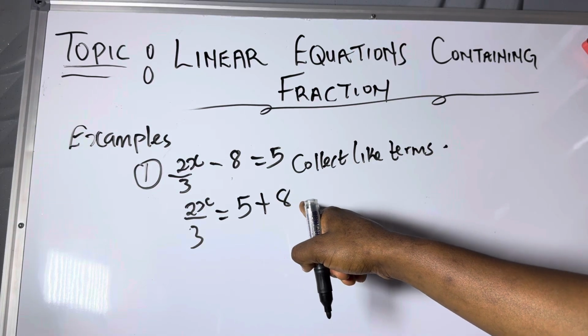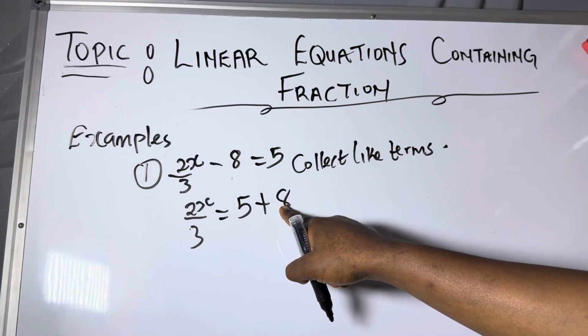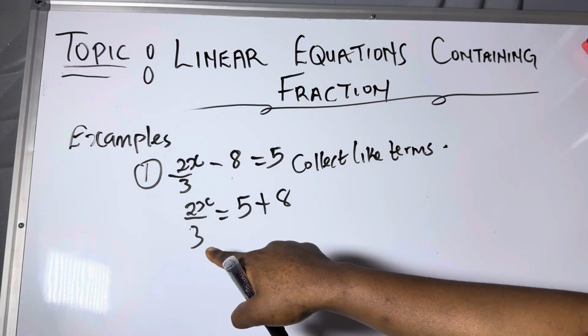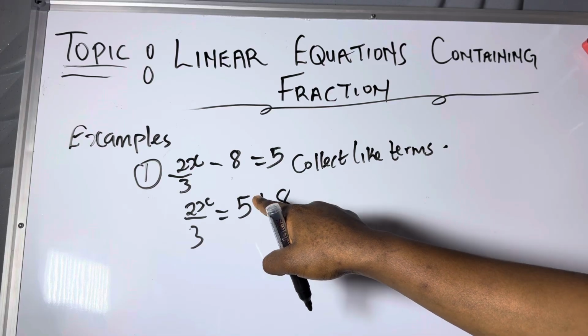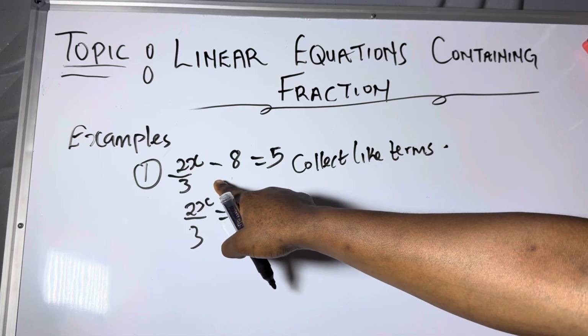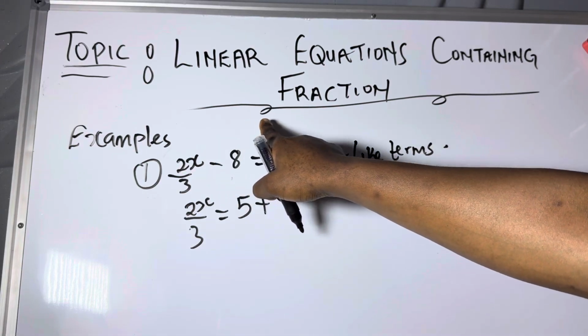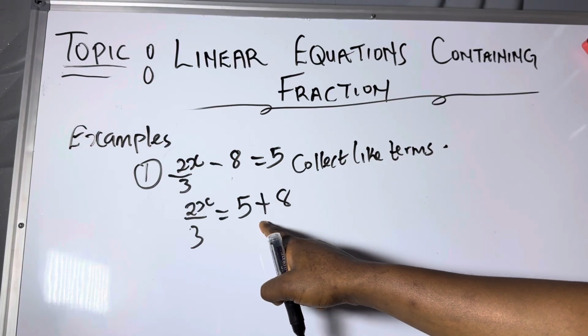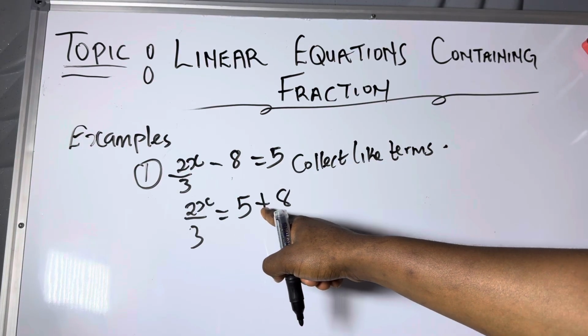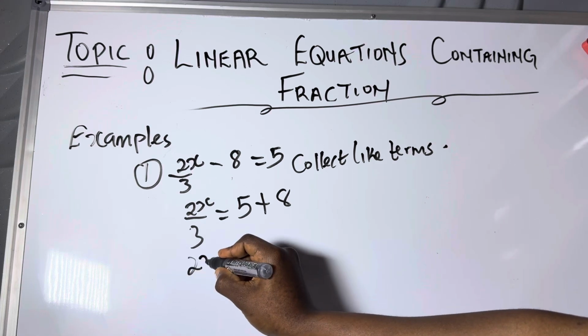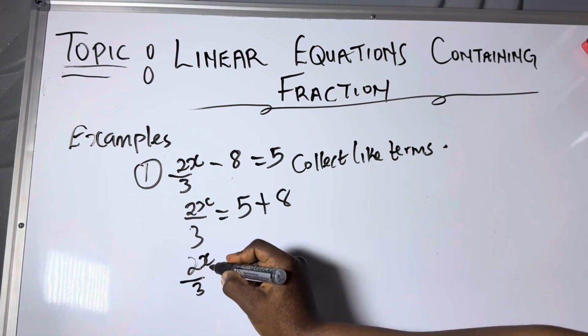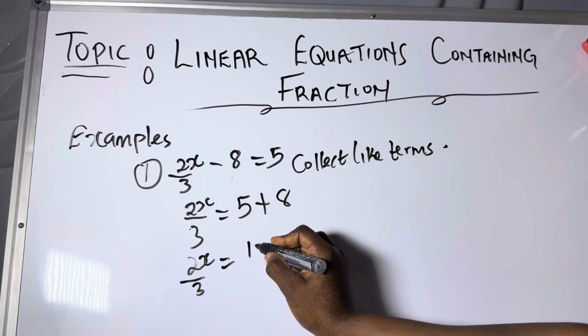So this is what I mean by when a quantity is taken to the other side of an equation, its sign will change. Now this is a minus sign. When it crosses to the other side, it changes to what? A positive sign. Now we have 2x over 3 equals 13.